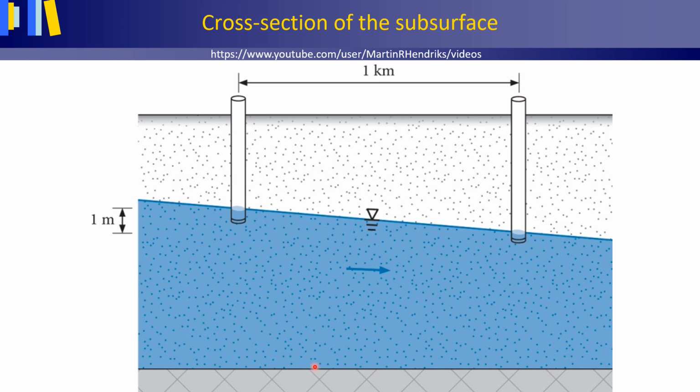Taking the top of the water impermeable layer as a reference level, we see that the water rises to a lower level in the right piezometer. The right piezometer has the lower hydraulic head. Groundwater flows in the direction of the lower hydraulic head, thus from left to right.